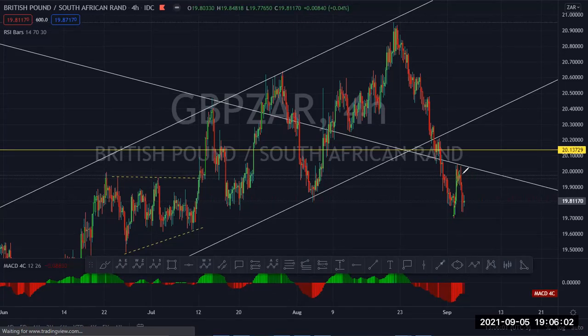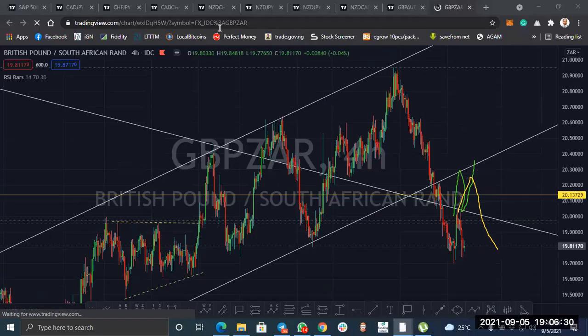This is A, this is B. With C will give us a zigzag or a contracting flat. If it doesn't go above here, if it ends here, it will be a contracting flat. And one more drop is possible on pounds ZAR. So to me, no trade on pounds ZAR. But if you're trading it, look for sell, don't look for buy.